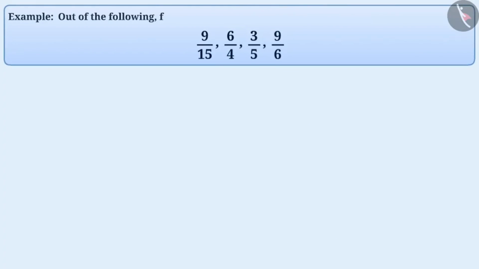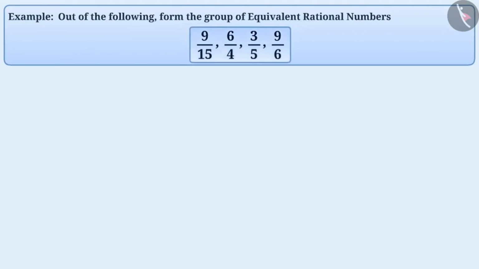Out of the following, form the group of equivalent rational numbers. The easiest way to find equivalent rational numbers is to represent them in their standard form, like we represent fractions in their simplest form.